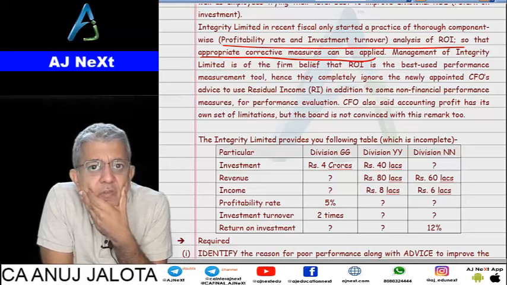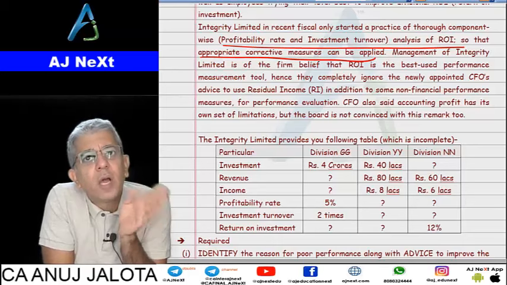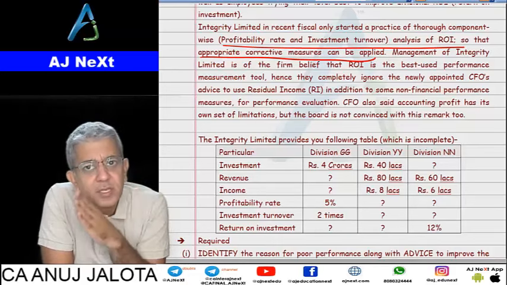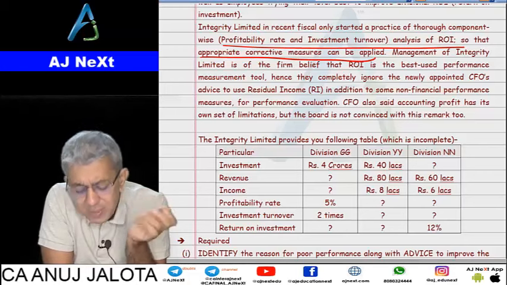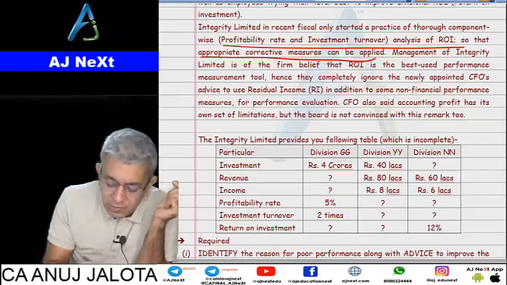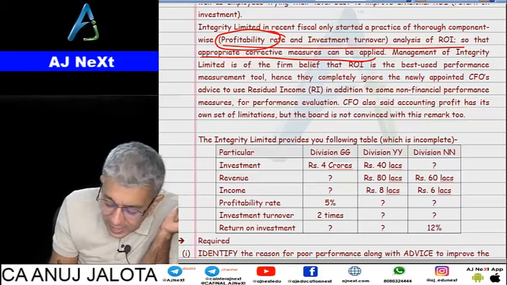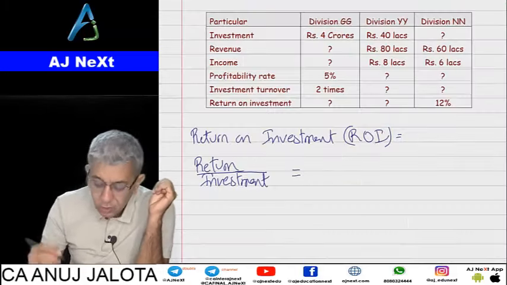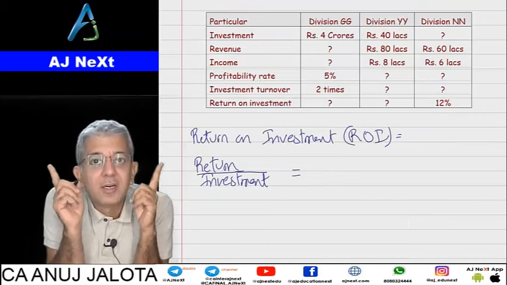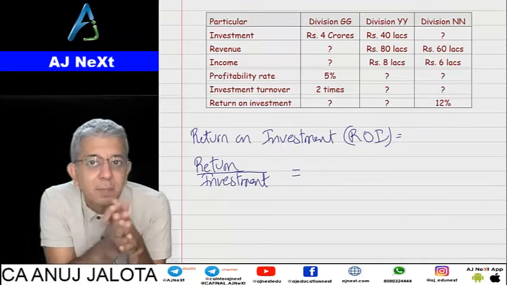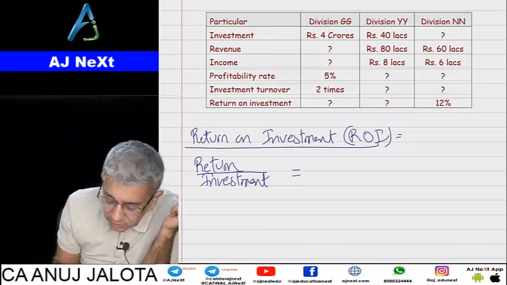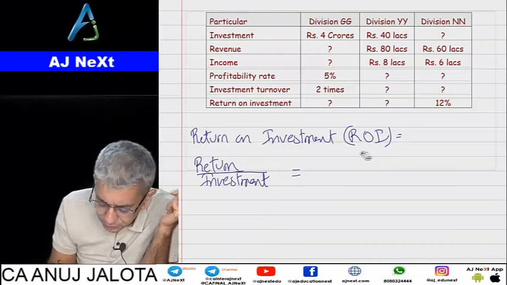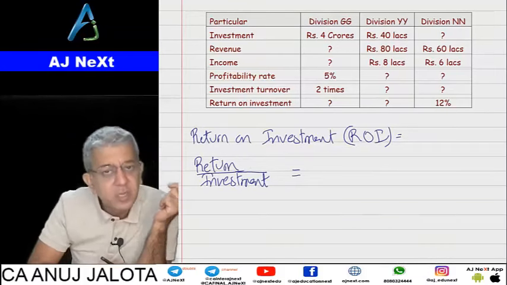So we try to find out ROI division wise. But then we do analysis of ROI into profitability rate and investment turnover. Now, I don't think so, it's very difficult. You all had a dew point chart in CA Inter. This is a bit of that particular type only. Return on investment is calculated how? It is nothing but return upon investment.